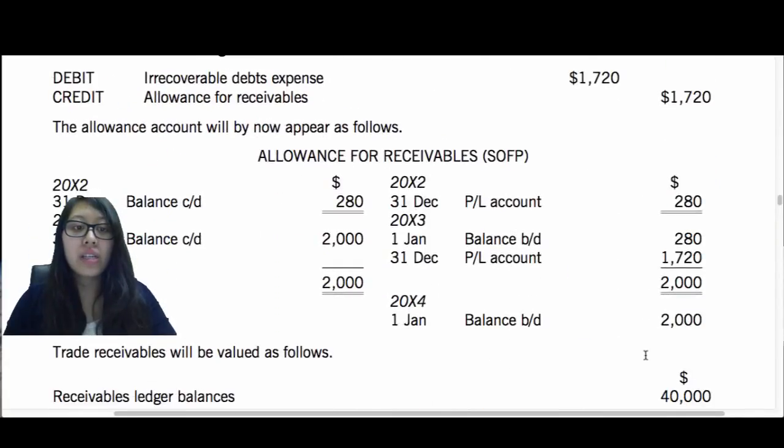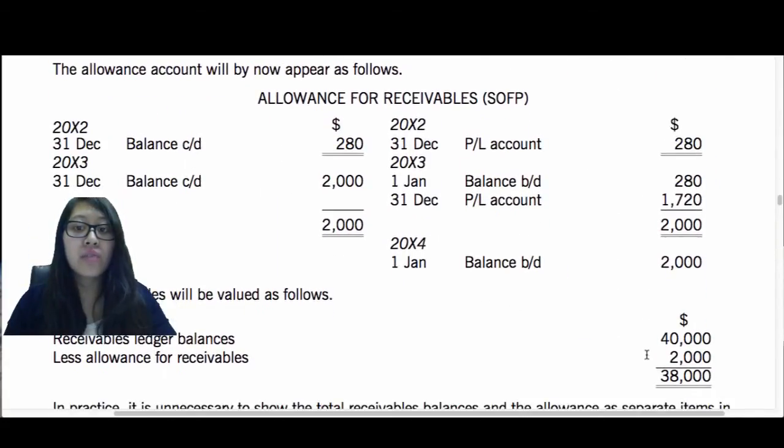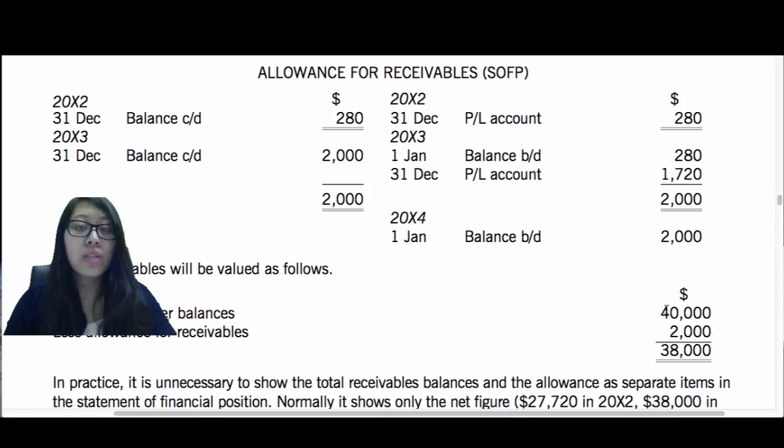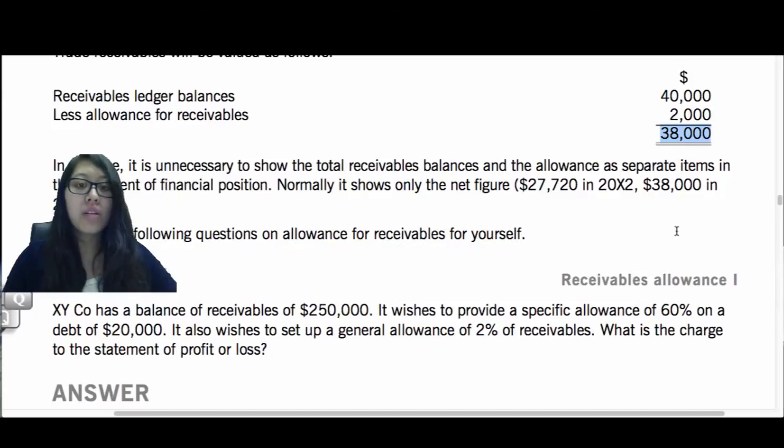And finally, the trade receivables of this year is 40,000. It should be deducted with the new trade allowance recognized, which was 2,000. So at the end of the year, our trade receivables will be 38,000. Now let's take a look at this next question.